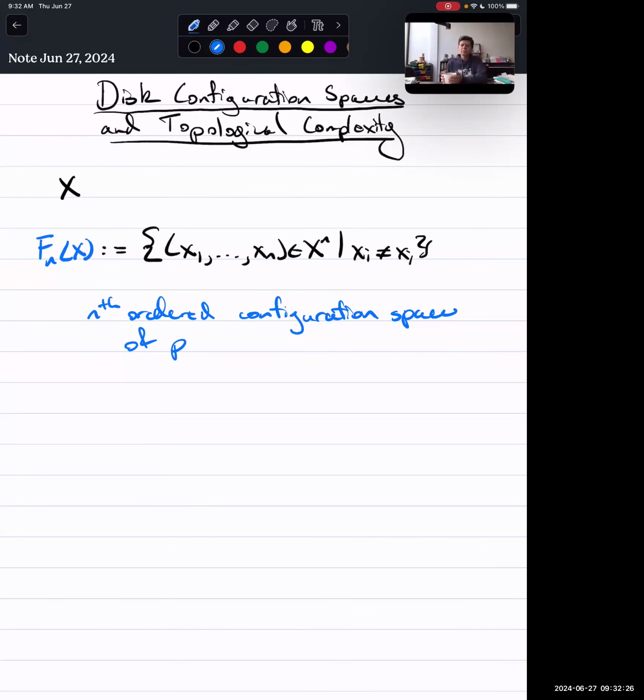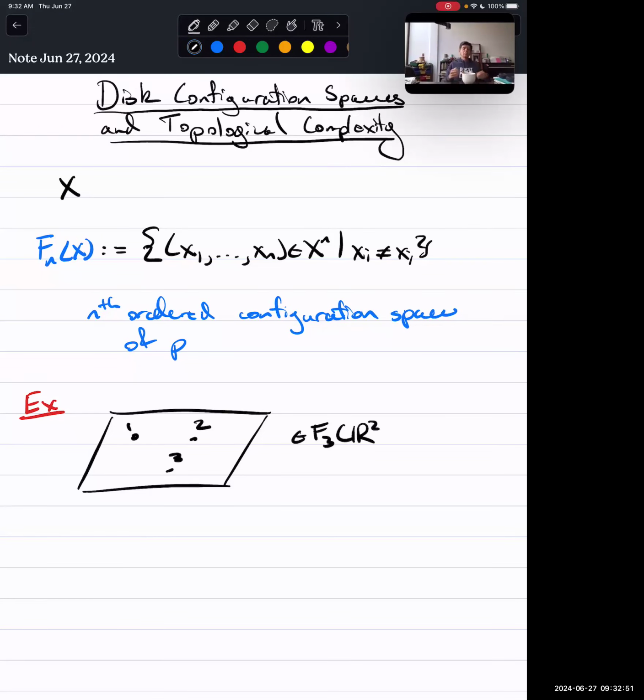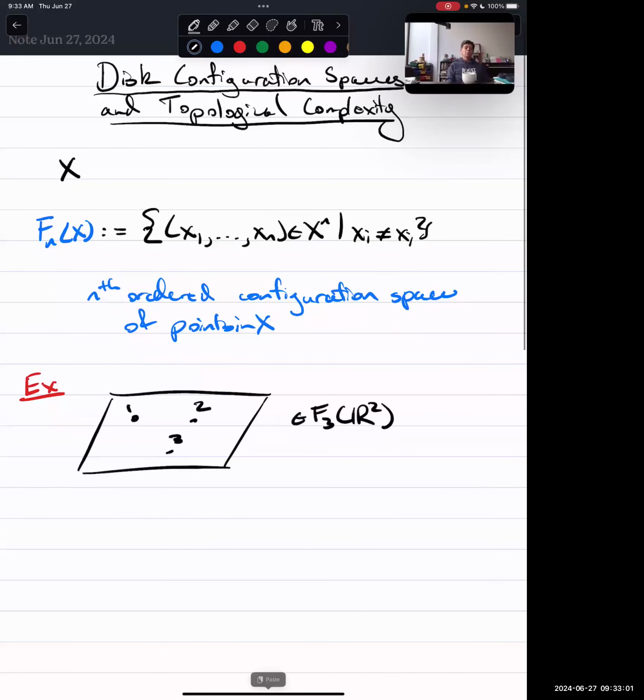for topological complexity, because motion planning can be described rather straightforwardly. Say you had 2 points in the ordered configuration space of 3 points in the plane. So 1, 2, and 3. And this is a point in the ordered configuration space of 3 points in R2, so points in X. And motion planning, or topological complexity, is saying, okay, if we want to go from this point to, say, the point where 3 and 2 are switched, we'd have some algorithm to do this.